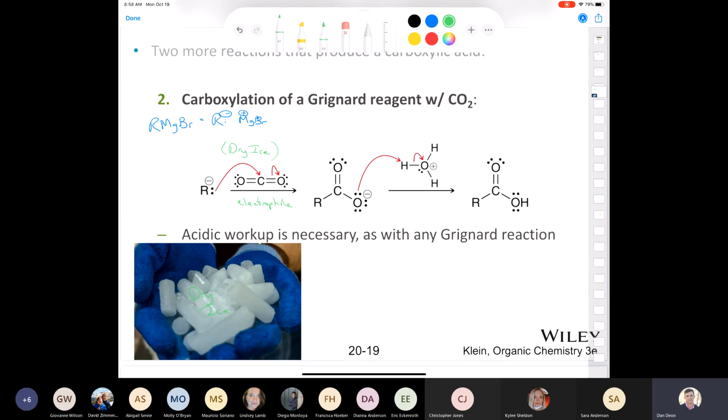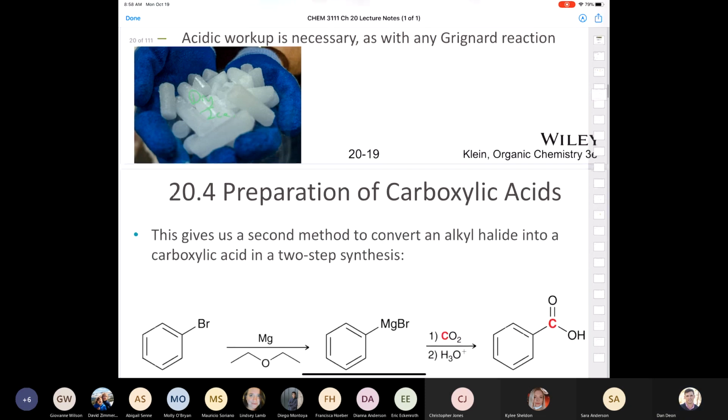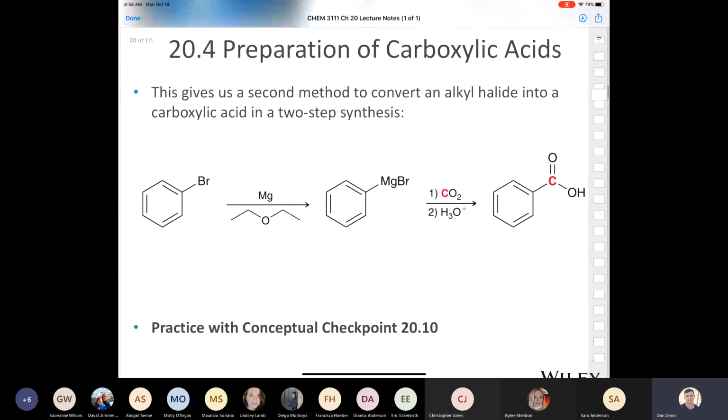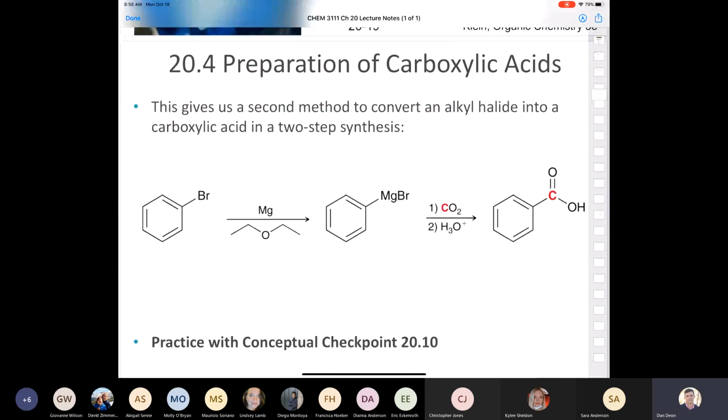And there you go, you have yourself a carboxylic acid. Now, the overall process looks something like this. It gives us a second method to convert an alkyl halide, or here we have an aryl halide. Maybe we should put that in here too then. Alkyl or aryl halide into a carboxylic acid.